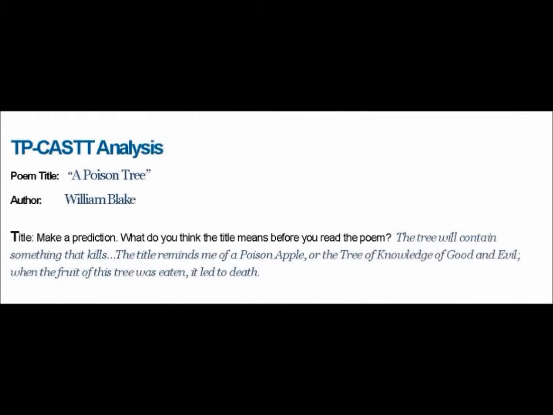Okay, here's how I would complete the top of the handout. First, I would write the title, A Poison Tree, starting each word with a capital letter, and I would put the title in quotation marks. That's how we punctuate the title of a poem. Remember, the prediction is what you think the title means. My prediction of the title would go something like this. The tree will contain something that kills. The title reminds me of a poison apple or the tree of the knowledge of good and evil. I think that when the fruit of this tree is eaten, somebody is going to die in the poem.